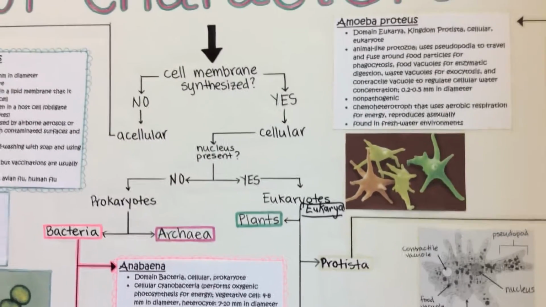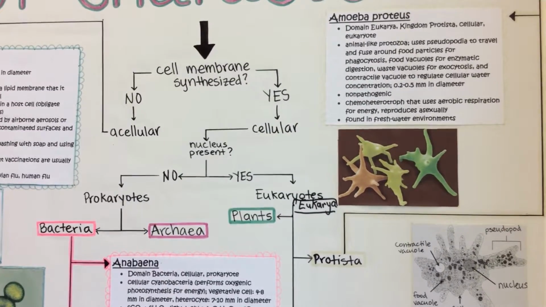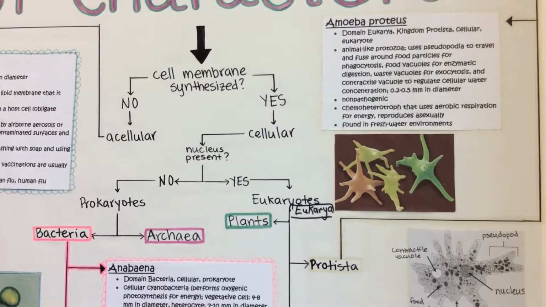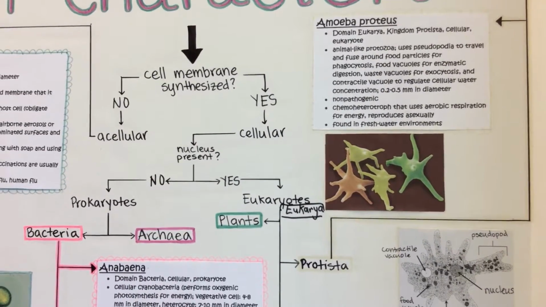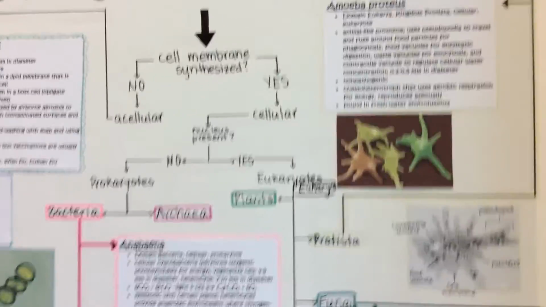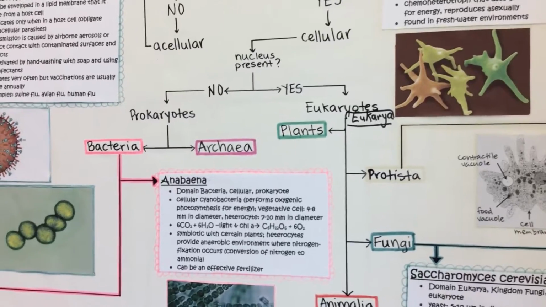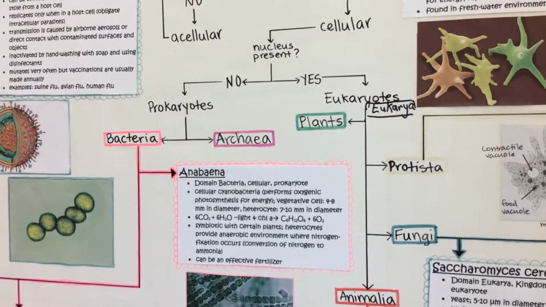Third and final part of our Chapter 6 Cast of Characters video will be on cellular microbes and other organisms. So you'll recall that as a cellular organism, these organisms can synthesize a cell membrane. Okay? And then the next question we're going to ask is, does this cellular organism have a nucleus? And if the answer is no, then we refer to the microbe as a prokaryote.